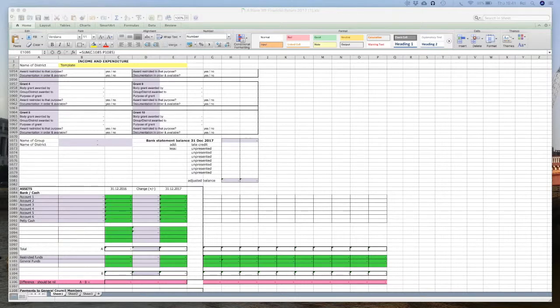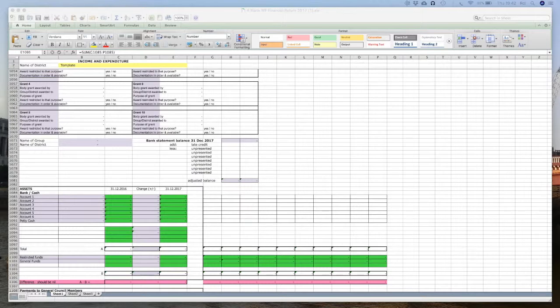Right, I think we've come to the end of the main work. Is it good practice to keep a log of checks that you've issued so you can mark them as cleared, and also what year they relate to?